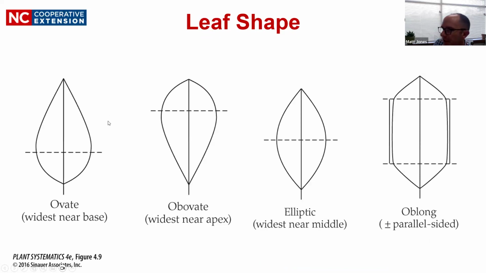Here's just another depiction to clarify some of those points I mentioned. Ovate, wider near the base. Obovate, wider near the top. Elliptic, widest in the center. Oblong, the sides are parallel or straight compared to the curves you would see in an elliptic leaf.